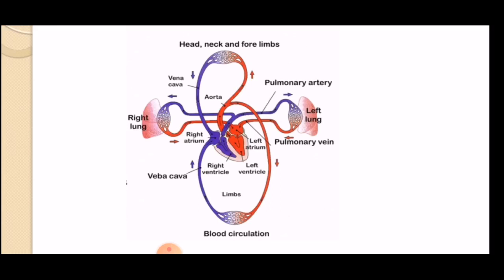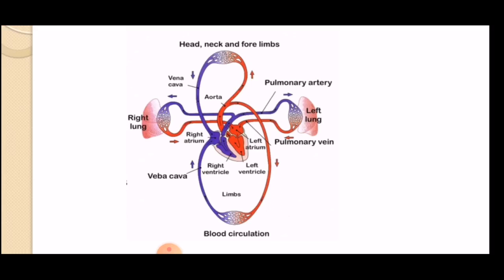Number 5, the left atrium contracts, so the blood flows from the left atrium to the left ventricle through a valve. Number 6, the left ventricle contracts, pumping the blood to all the body cells through the large artery called the aorta.